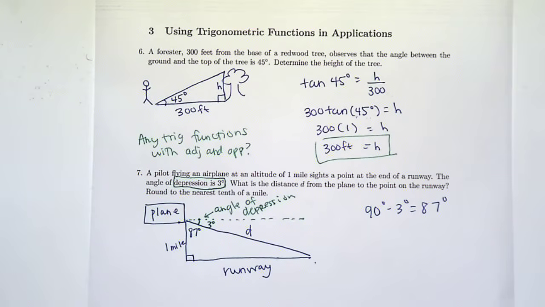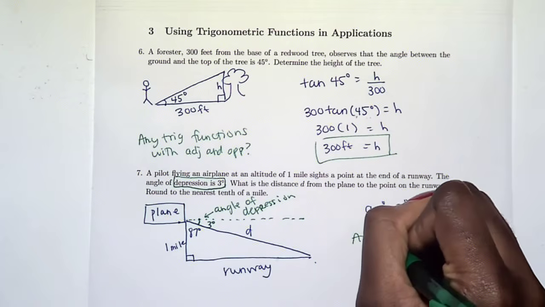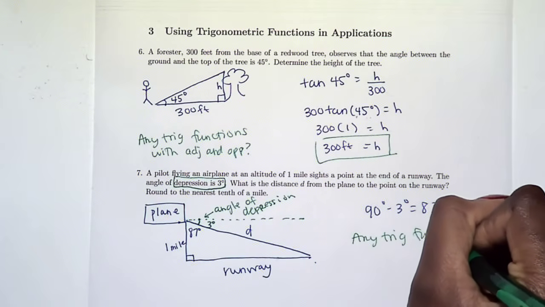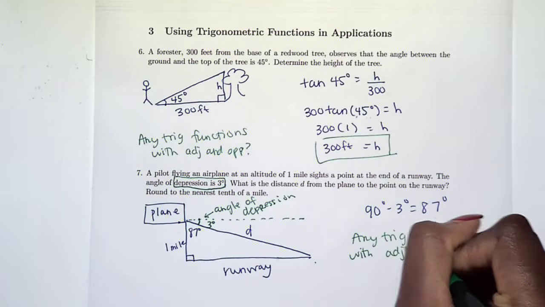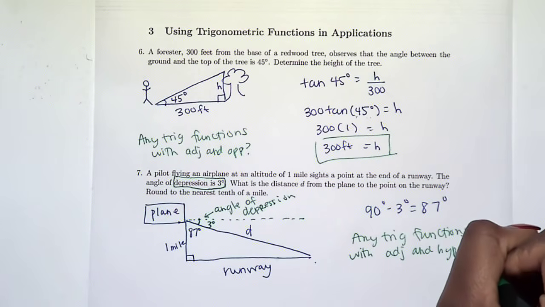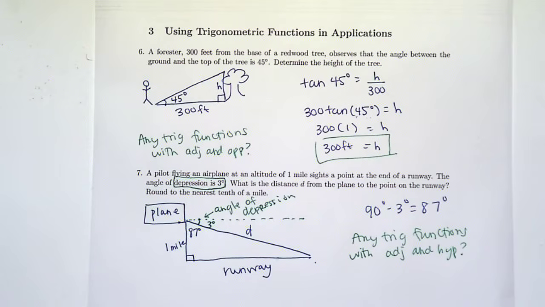All right, so now we know some information. This is our angle. What do we know? Well, we're trying to find the hypotenuse, and we know the side adjacent. Do we have any trig functions that deal with adjacent and hypotenuse? The answer is yes. Which one is it? That would be cosine. Cosine is adjacent over hypotenuse.